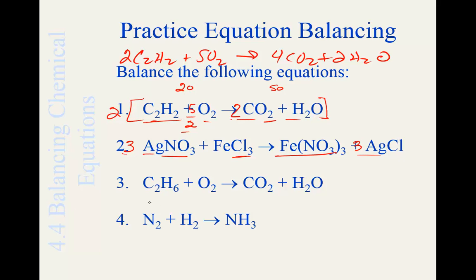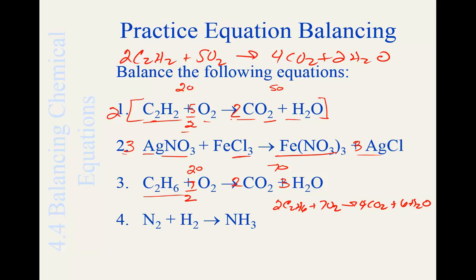Next one, I'd look at this substance. I'd put a 2 here and a 3 here. That would give me 6 hydrogen and 2 carbon. And then I'd add up my oxygen, 2 oxygen on the reactant side, and a total of 4. 2 times 2 is 4, plus 3, 7 oxygen on this side. So I'd say 7 halves. Or I could multiply again by 2, and I'd get 2C2H6 plus 7O2 yields 4CO2 plus 6H2O. All right.